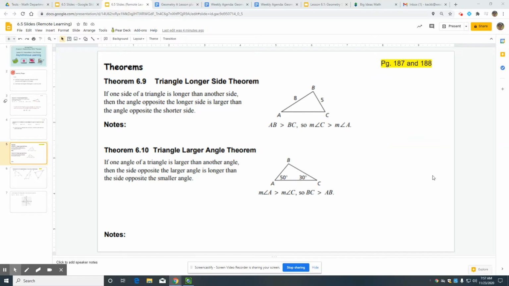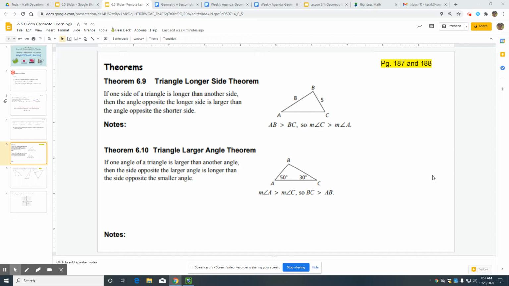In this video for lesson 6.5, we're going to be using the triangle longer side theorem and the triangle larger angle theorem to solve some problems. The triangle longer side theorem states that if one side of a triangle is longer than another side, then the angle opposite the longer side is larger than the angle opposite the shorter side.